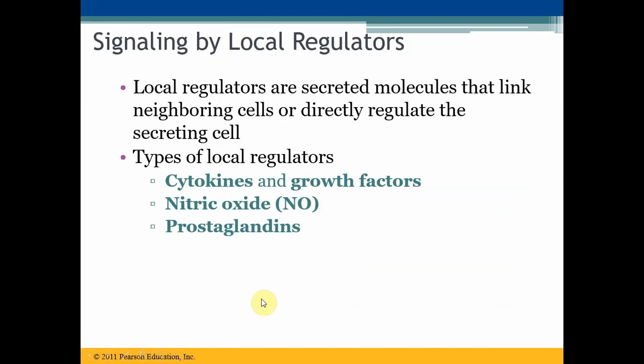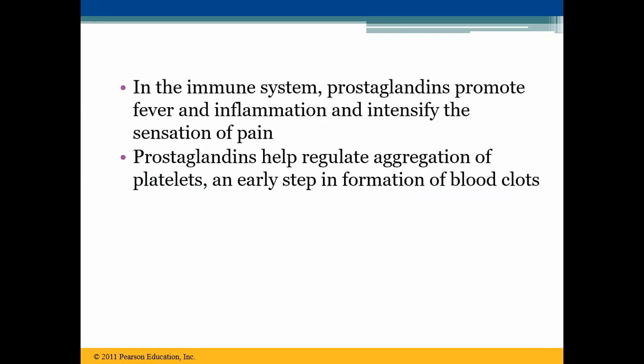Local regulators are secreted molecules that link neighboring cells or directly regulate the secretory cells, like cytokines, growth factors, nitric oxide, and prostaglandins. In the immune system, prostaglandins promote fever and inflammation and intensify the sensation of pain. So these symptoms and signs, fever, inflammation, pain, are caused by prostaglandins. Prostaglandins help regulate aggregation of platelets, an early step in the formation of blood clots. These are the local hormones. They have a short life and they act on the adjacent cells or the same cells.